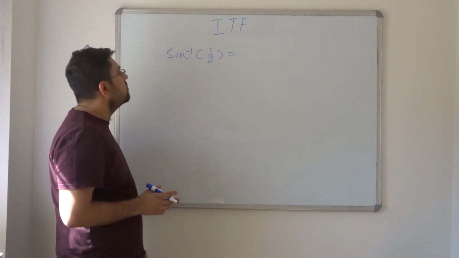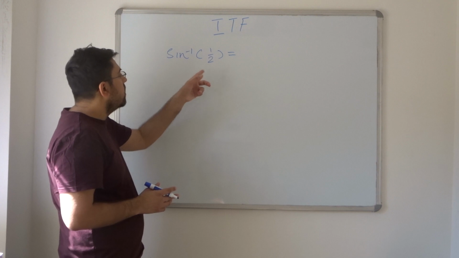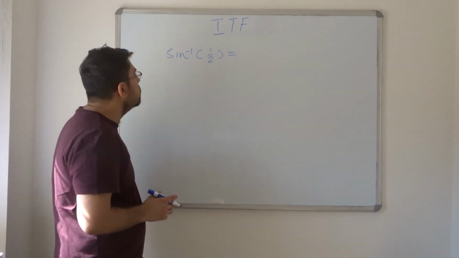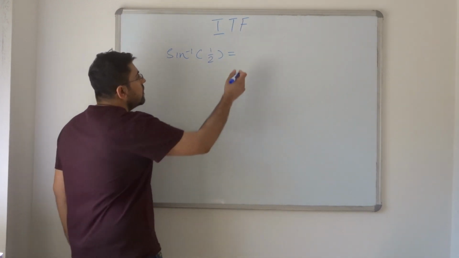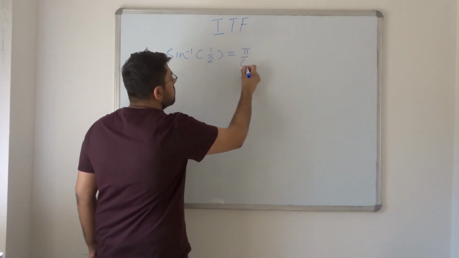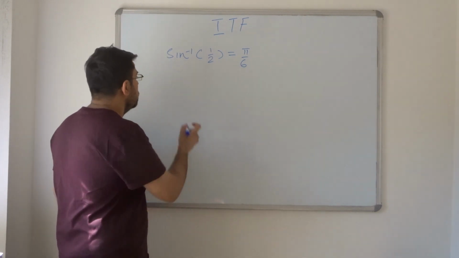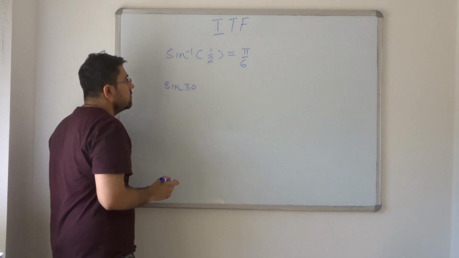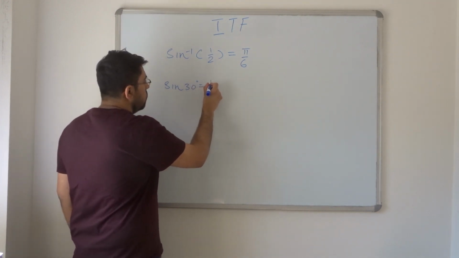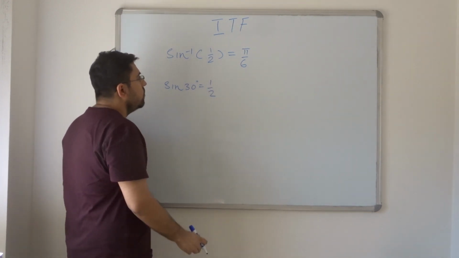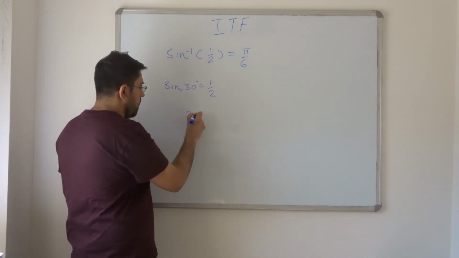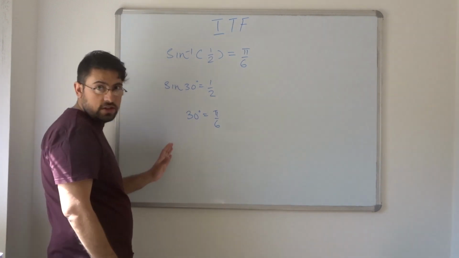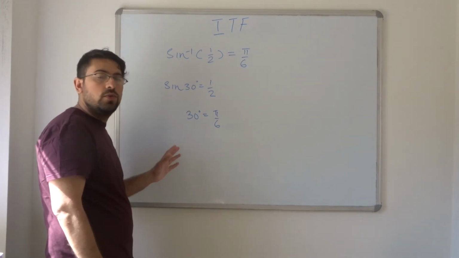So what is arc sine? What is the arc sine of this value? I'm sure all of you know that this is pi upon 6, because sine 30 is equal to a half, and we know that this is equal to this, isn't it? This is common knowledge, we already know that.